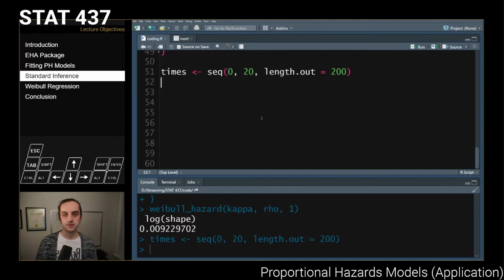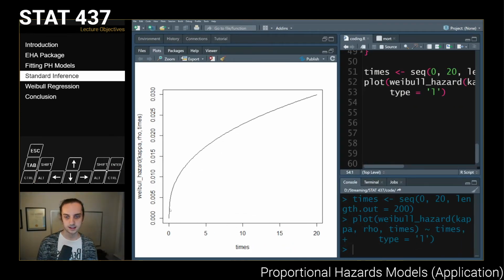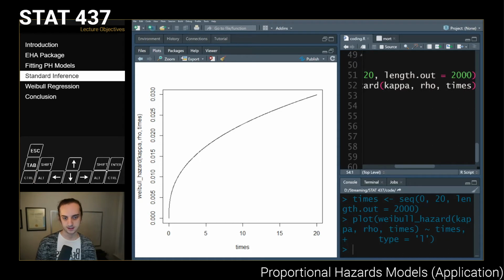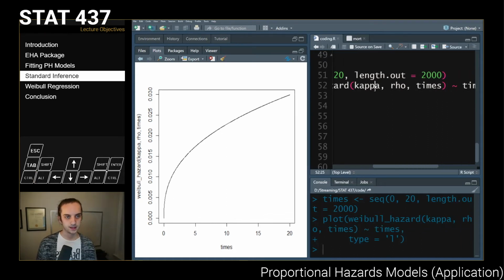Then I want to plot the Weibull hazard, where we give it the kappa, the rho, and these times. I want to plot those with the x-axis being times here. I'll say that the type is going to be line, and I can just run that. And you can see that we get this increasing hazard function, right? And actually, if I increase this a little bit more, up to 2000, it'll take a little bit longer to plot, but it gives us a smoother plot there, okay?